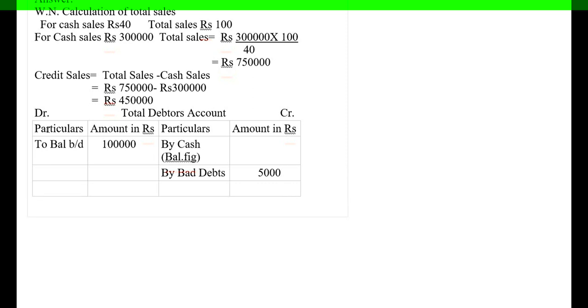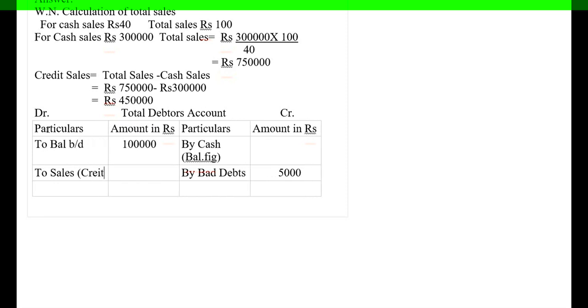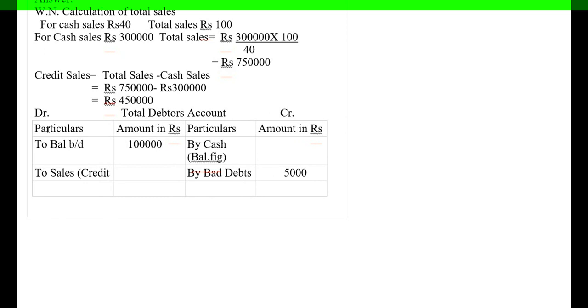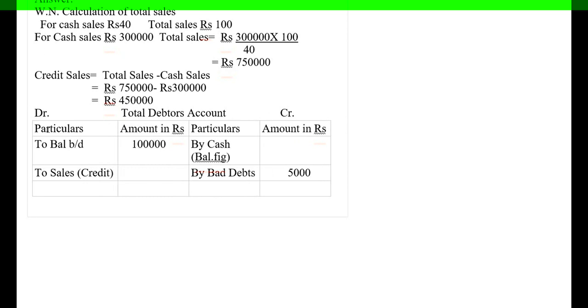Then here the cash sales are given. So we have found the credit sales here through the working note. When there are credit sales here, then the entry will be total debtors account debit to sales account or credit sales. I will write in the bracket as credit. So here we have found it as rupees 4,50,000. Then the next one, reserve for doubtful debts, which will not appear here.